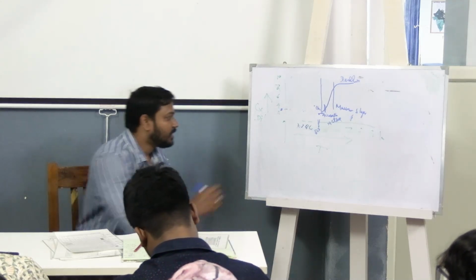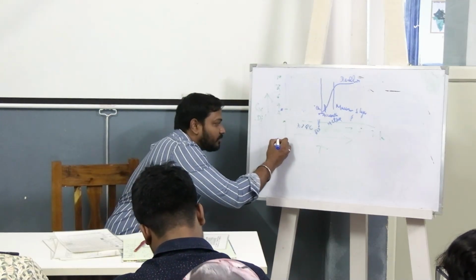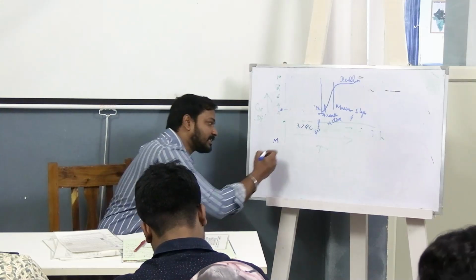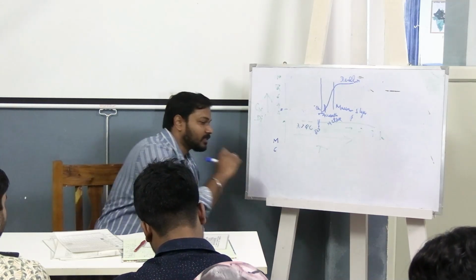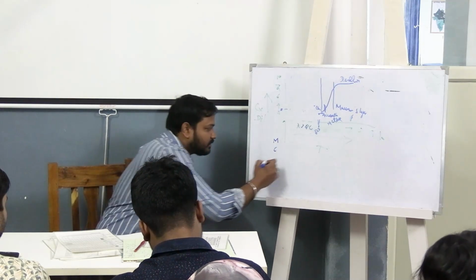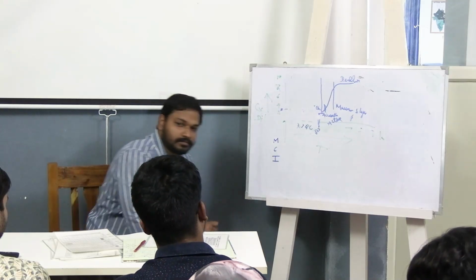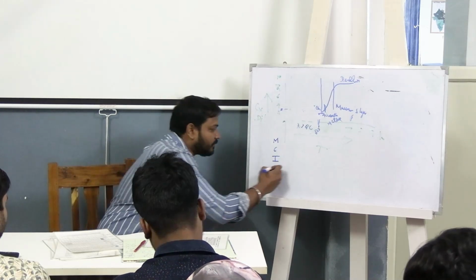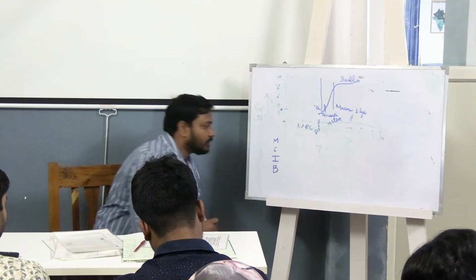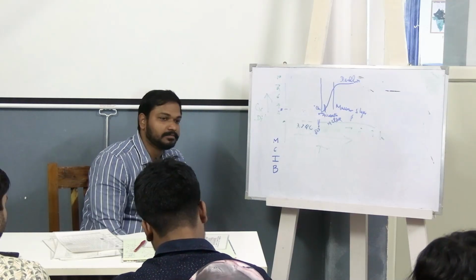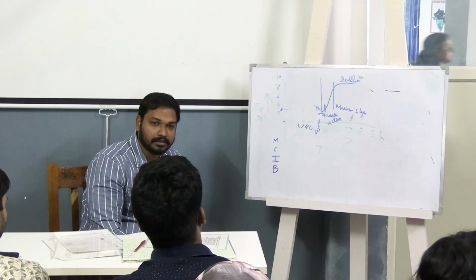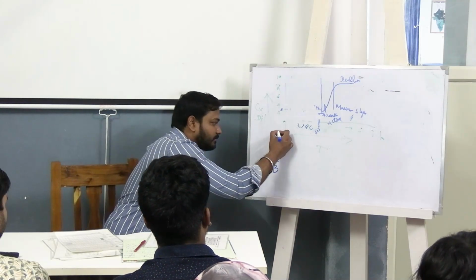If it is meconium-stained, we will write M. If it is clear, we write C. If it is not ruptured, intact, I. If it is blood stained, we write B. If it is absent, meaning there is no amniotic fluid at all, it has totally drained, we write A.